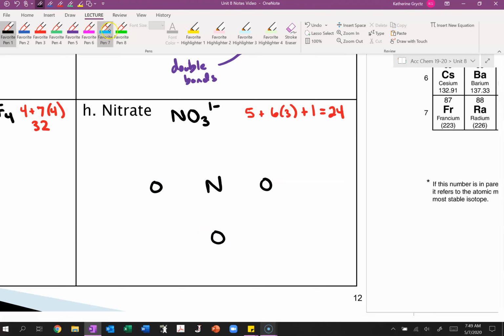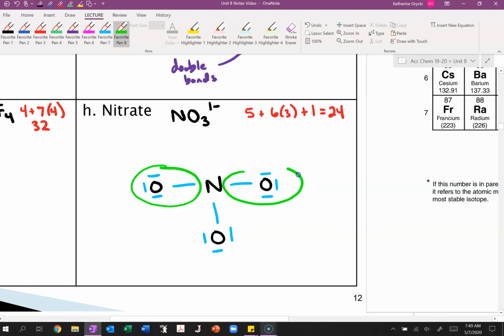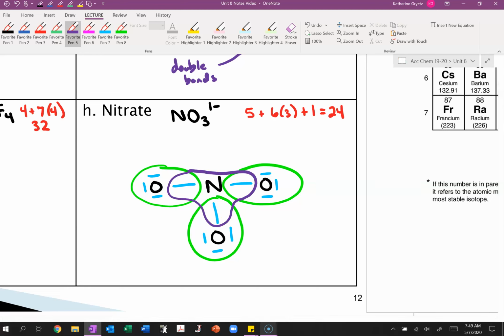Okay, so I have 24 electrons. So I'm 2, 4, 6, connect them all. Then I'm going to go around the outsides, 8, 10, 12, 14, 16, 18, 20, 22, 24. So then I go back and check, and I have filled up all my valence for my oxygen. So I go check my nitrogen, and I see that my nitrogen only has 6 electrons. And it's not beryllium or boron or hydrogen, so I need an octet.